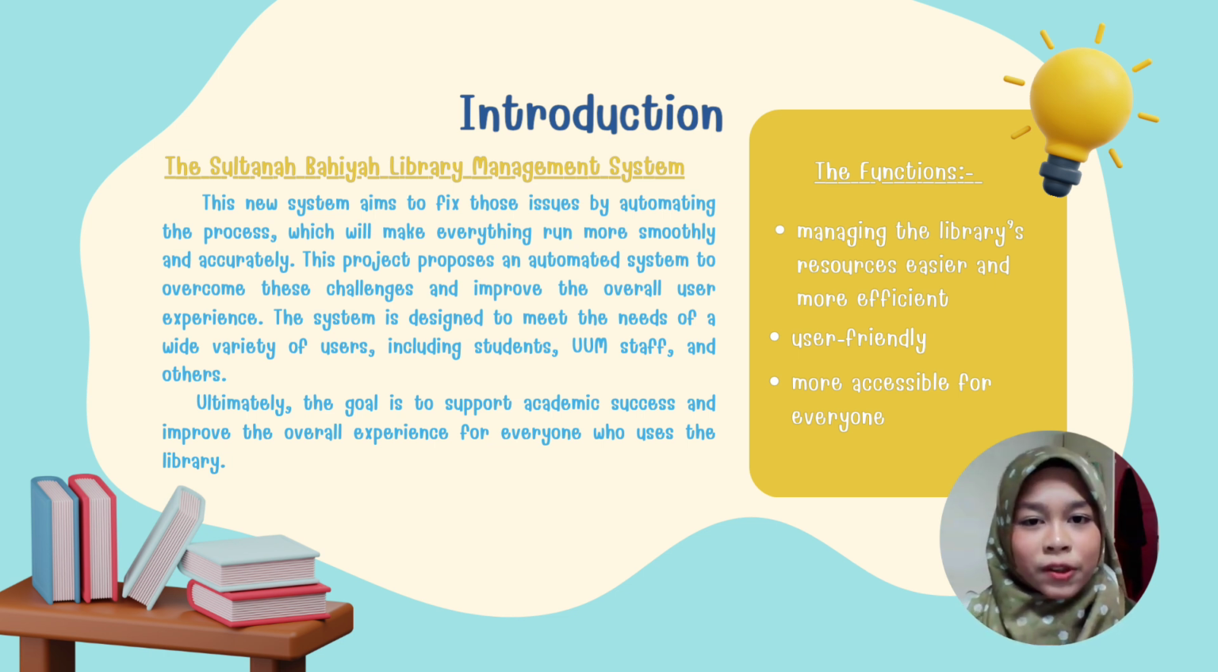Our program is called the Sultanah Bahiyah Library Management System. Before this, the library used manual ways to keep track of books, which often caused mistakes and took a lot of time to manage many books. It also could lead to errors, missing records, and confusion. So this system will solve those problems by automating the process to make it easier and more efficient. This system is also designed for everyone who uses the library, for example students, UN staff and others. So with this system, it can make our library management to be more efficient, user-friendly and accessible for everyone.